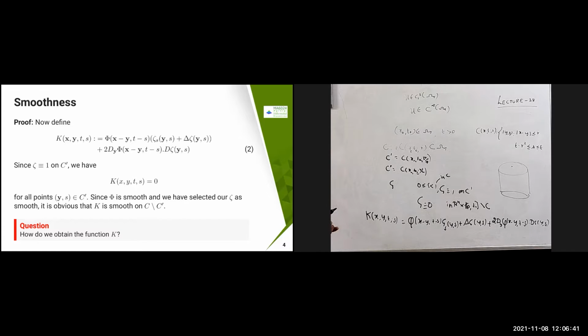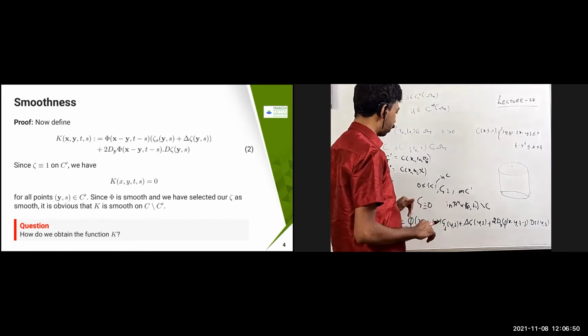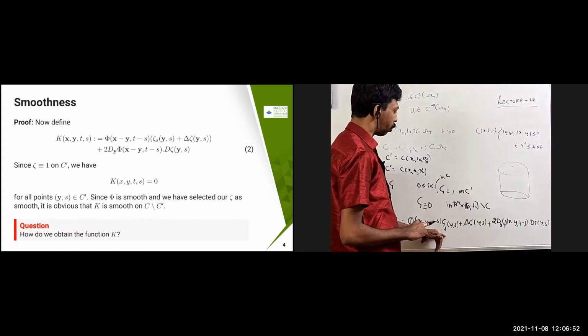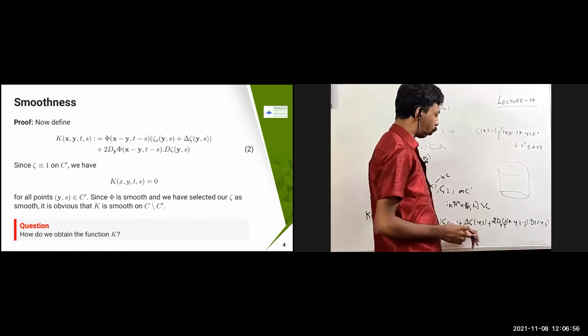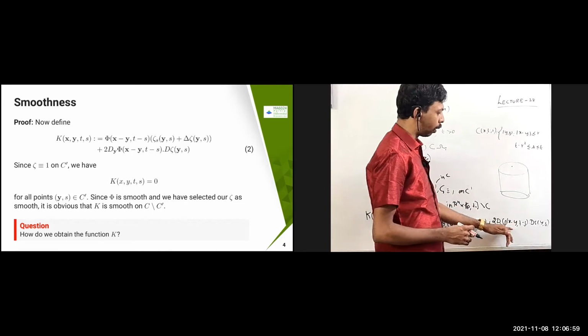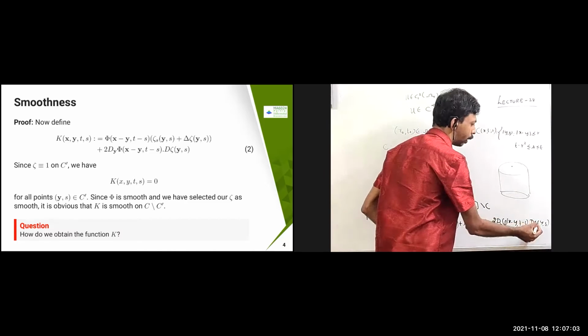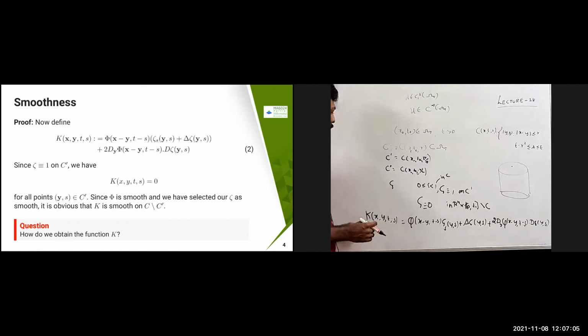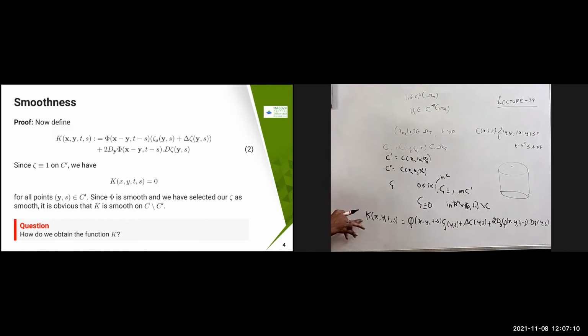Since chi is equal to 1 on C bar, what you are going to have is that k of x, y, t, s is going to be 0, because you can just substitute it over here. Chi is equal to 1 on C, therefore this is going to become 0. Del psi is also going to become 0, because chi is equal to 1, and this is also going to become 0, because chi is equal to 1 near C dash. Therefore everything is going to be 0 for all points (y, s) in C dash.